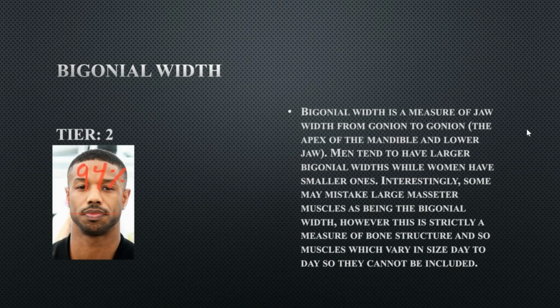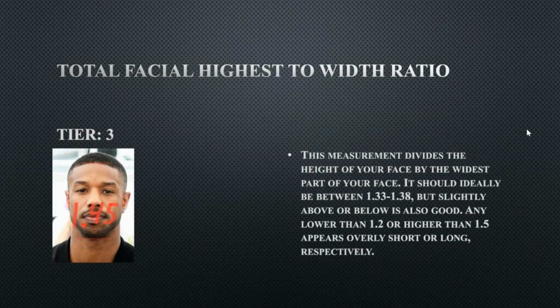His bigonial width, so the width of his jaw compared to the width of his cheekbones, is at 94%. So he does have a pretty wide jaw for his face. So this is near to ideal. It's just a little bit on the wider side. His total facial height to width ratio is within the normal range at 1.45. He does have a slightly longer head shape, but it's not long enough to where you can call it an elongated head or anything like that.